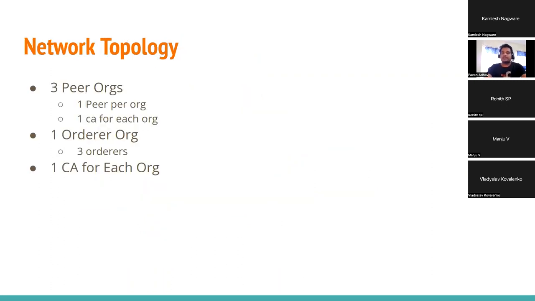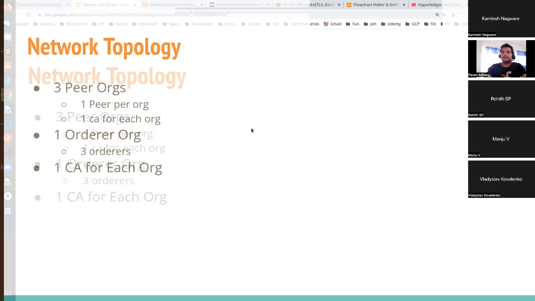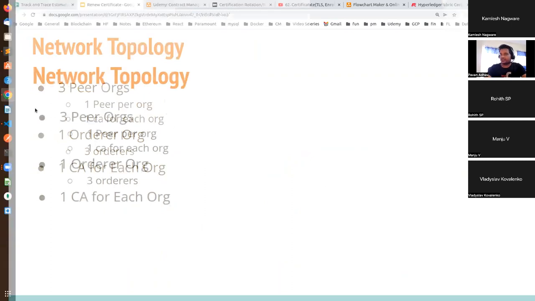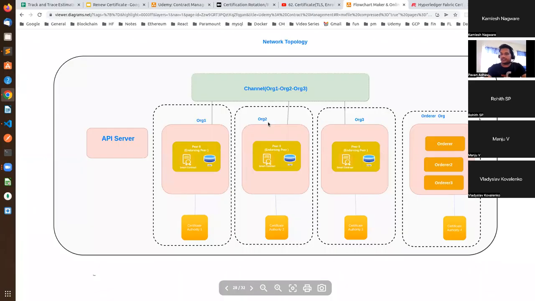So what kind of network topology are we going to have in this session? In the repo I'm using, right now I have three peer organizations. This is organization one, organization two, and organization three. These are the peer organizations. Each organization has its own endorsing peer. Peer zero is the endorsing peer for organization one, peer zero is for organization two, and respectively organization three. And if it is the endorsing peer, then we have to have the smart contract, right? So each peer has the ledger and the smart contract.